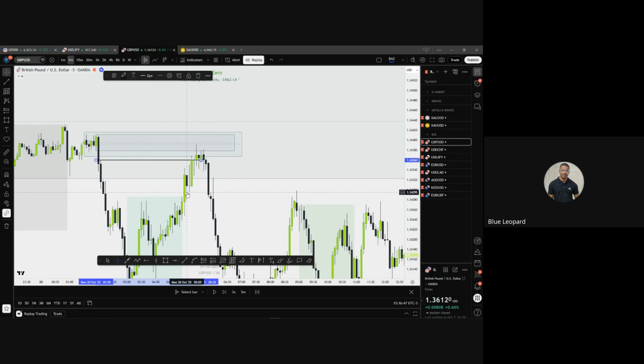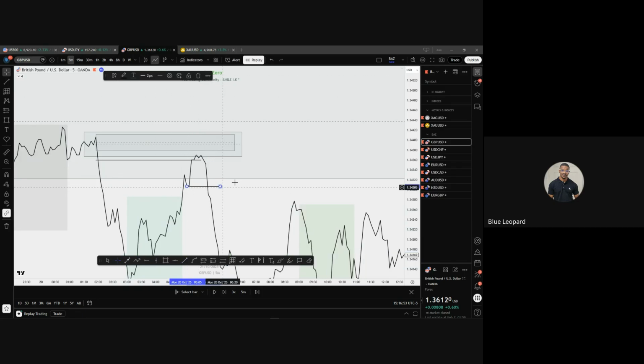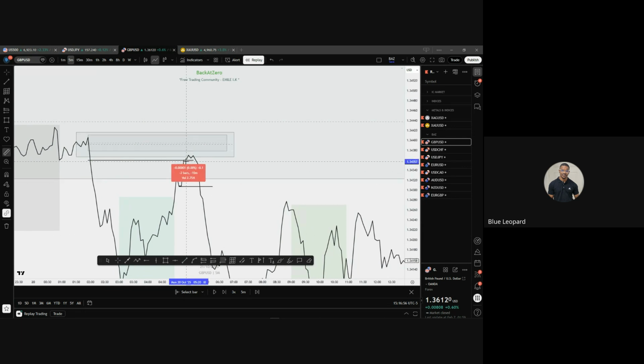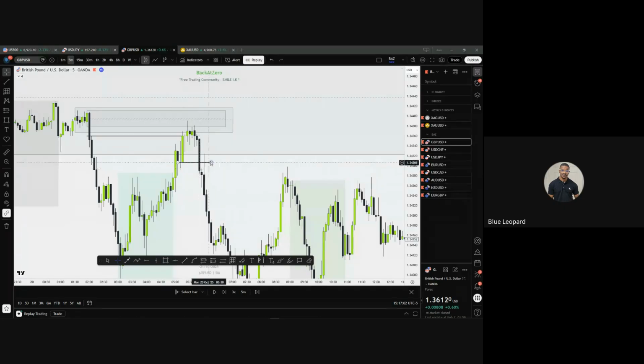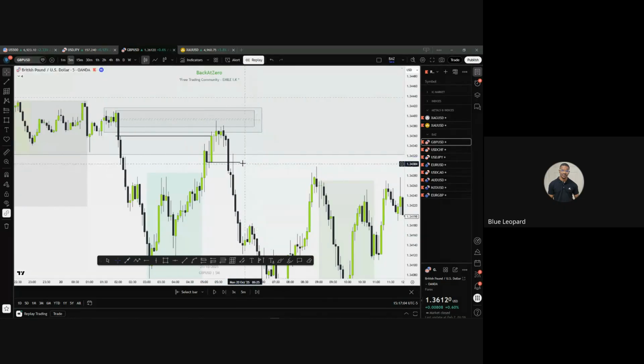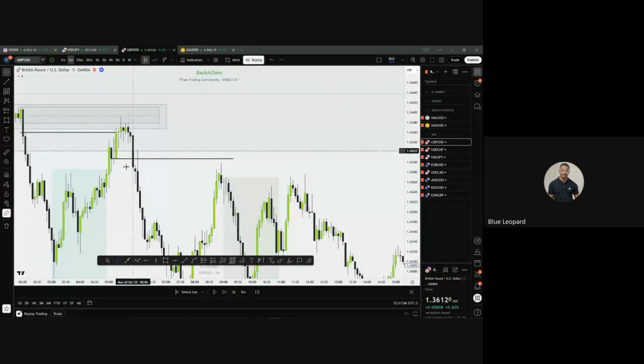Where is the beginning of the bullish move? The bullish move started here. You can even see it on the line chart. You see, it started here. After this move, now we expect price to come and retest this zone. Okay, what did price do? Price came right here. Here, you see.